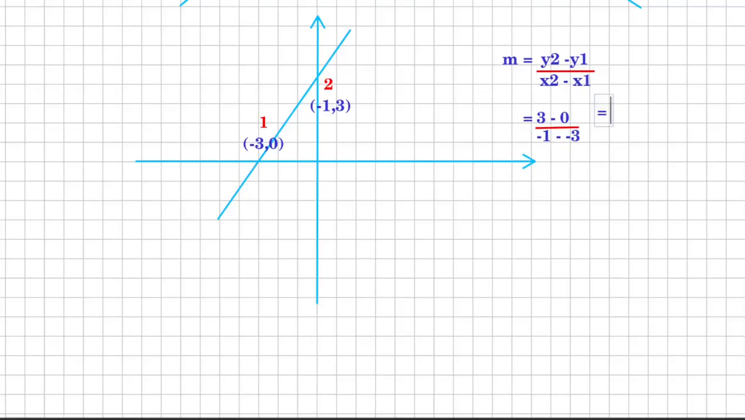Let's do the math here. 3 minus 0 is 3. -1 minus -3 gives me +2. So this is 3 over 2, which tells me that the gradient of this line is 1.5. Let's check that with our initial analysis of finding the gradient. You can just pick this as the end point. This is 1 unit to the right, and I'm rising 1 complete square together with a half. That's why the gradient here is 1.5.